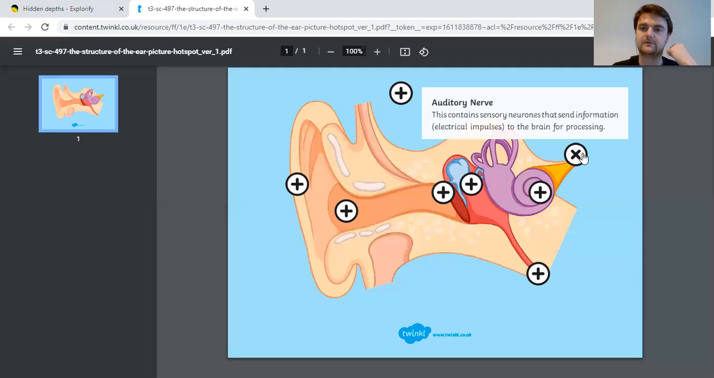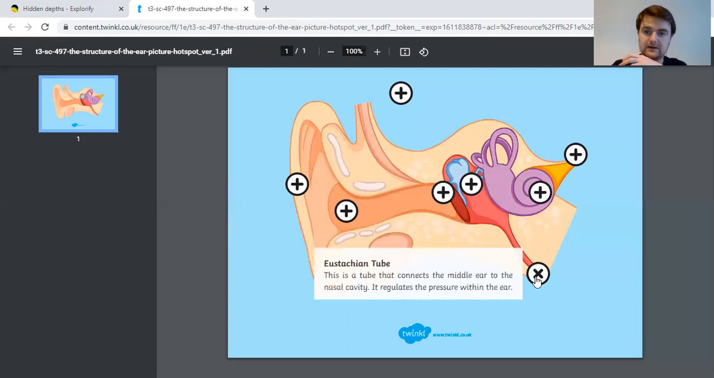Let's go up here before we go down. So this is the auditory nerve. Remember, we talked about how anything with auditory is going to be related to sound. It contains sensory neurons, which send information as electrical impulses to the brain for processing. So this is what sends the sound to your brain so that your brain can work out what it is you're listening to.